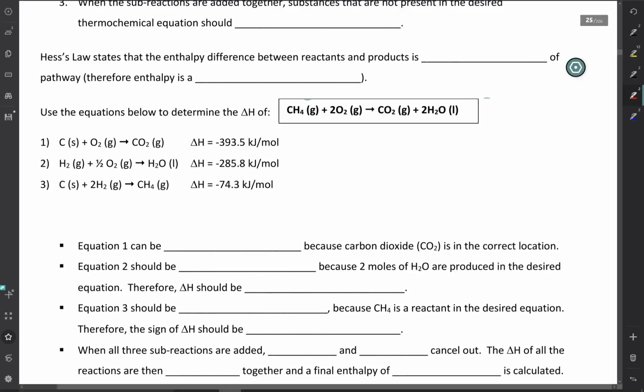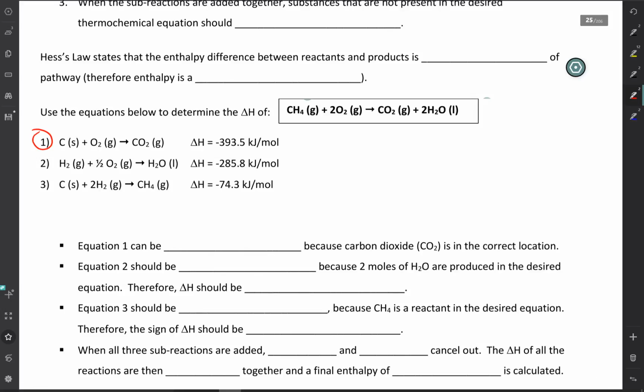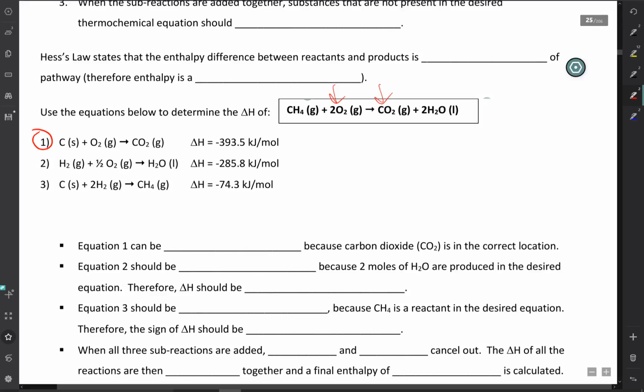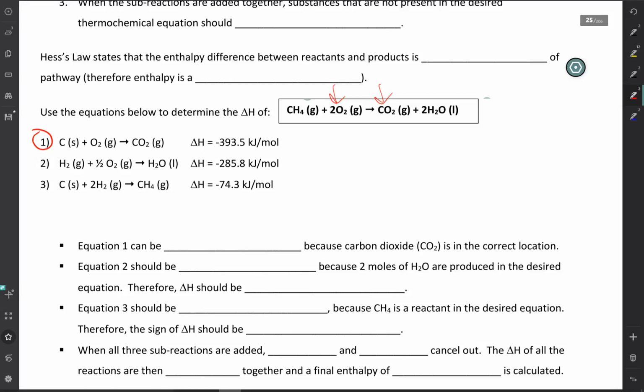Okay, so I'm going to look at equation number 1 first. I have carbon, oxygen, and carbon dioxide. So I'm going to take a look at my goal equation. Do I see carbon, oxygen, or carbon dioxide? Yeah, I do. I've got oxygen and I've got carbon dioxide. Oxygen is a reactant, carbon dioxide is a product. Let's check the intermediate equation.